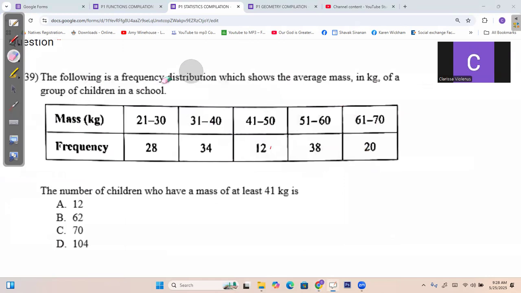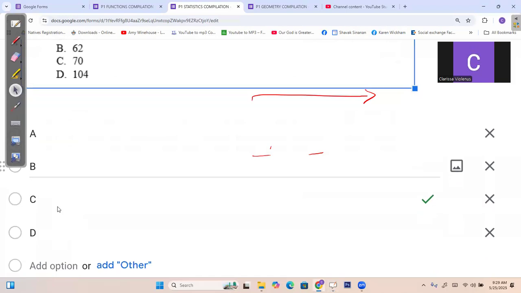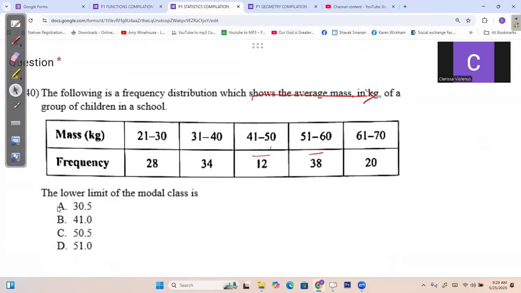So here we have again the number of children who have a mass of at least 41. At least is 41 or more. So that means we're looking at 41 and this way. So at least 41, that would be 12 and 38. That's 50. 50 and 20 is 70. So the answer is C. Yeah, 70.